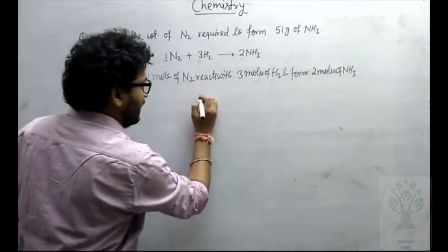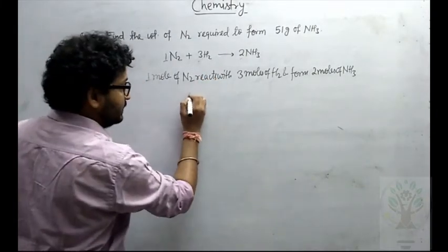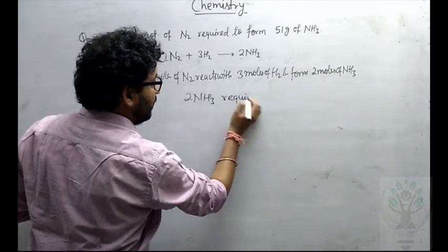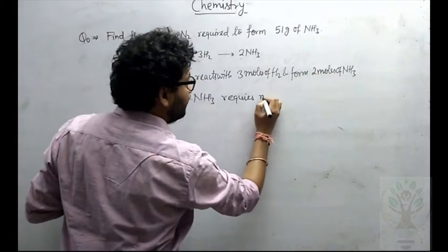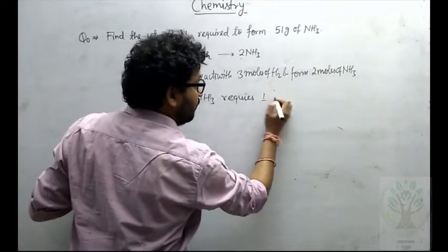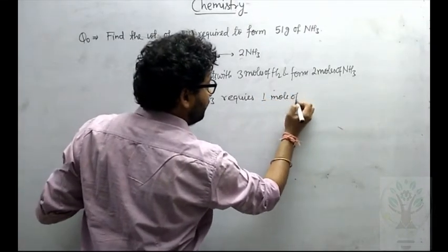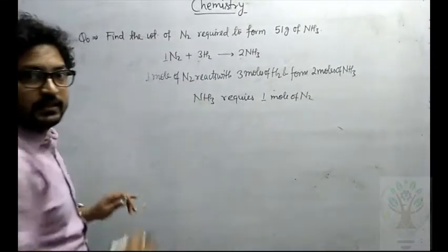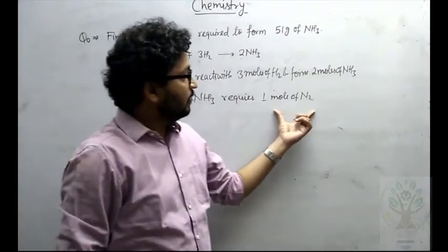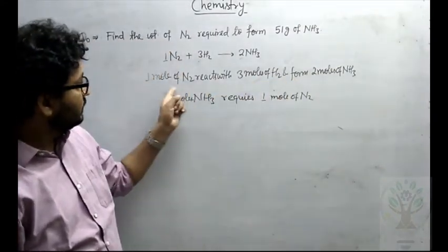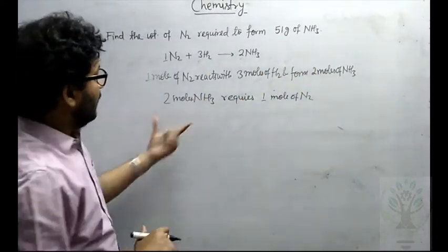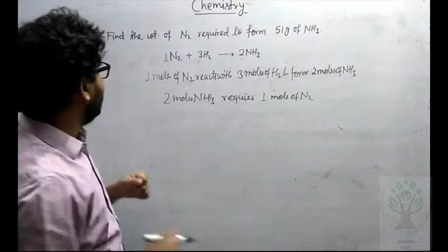So tell me one thing. If I want to form 2NH3, it requires how many moles of N2? So 2NH3 requires 1 mole of N2. Are you getting this? Means again I am writing, 2 moles of NH3 requires 1 mole of N2. I hope you can see here. If you want to form 2 moles of ammonia, you will require 1 N2. Good.